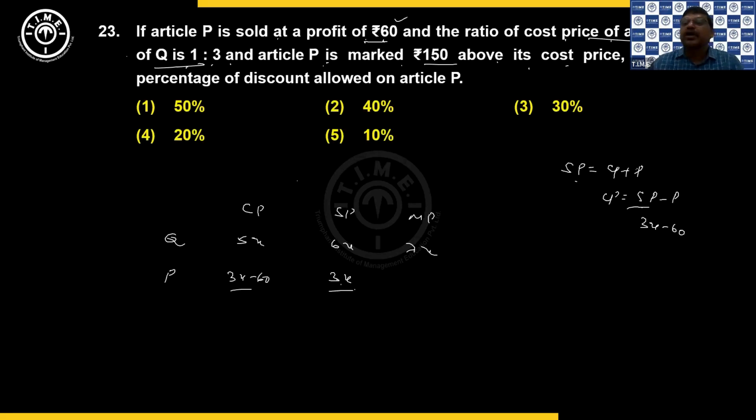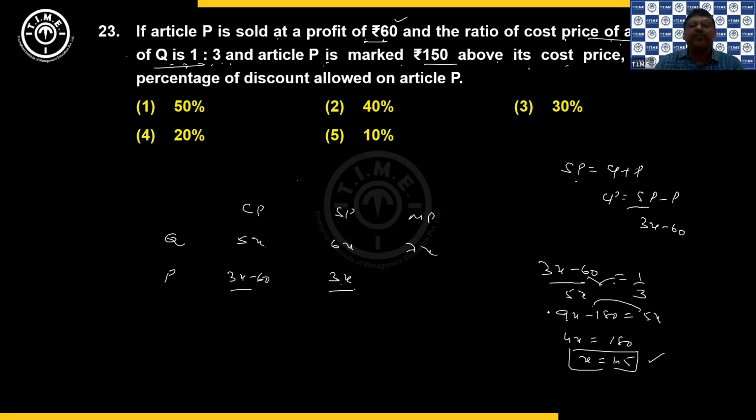But students, cost price of P to Q is 1:3 means cost price of P, 3x minus 60, by cost price of Q, 5x, is equal to 1:3, or 1/3. So let's cross multiply, students. 9x minus 180 equals 5x. So 9x minus 5x, 4x is equal to 180, or x is equal to 45.